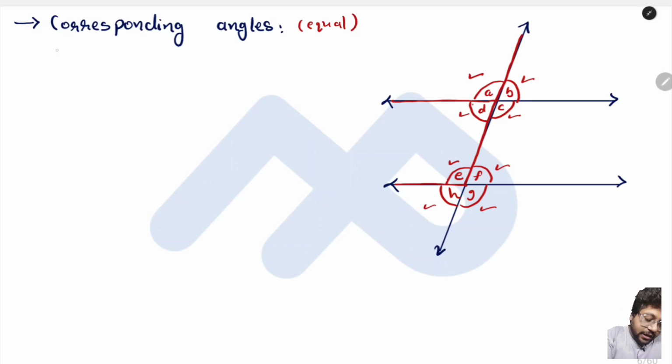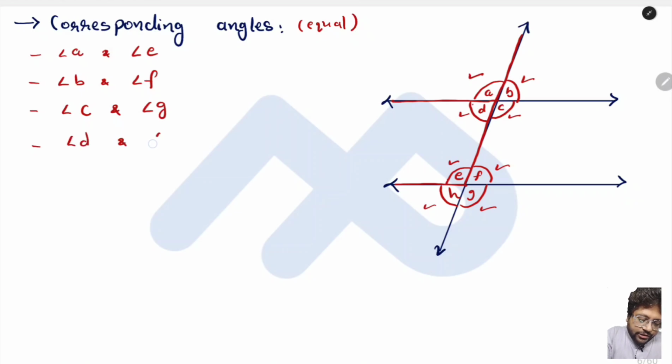So I am writing here the pairs: angle A and angle E, then angle B and angle F, similarly angle C and angle G, and angle D and angle H. Okay, you are supposed to remember all of these. If you can't remember in the first trial, just revise the video again and again, and it will be easier for you to remember.